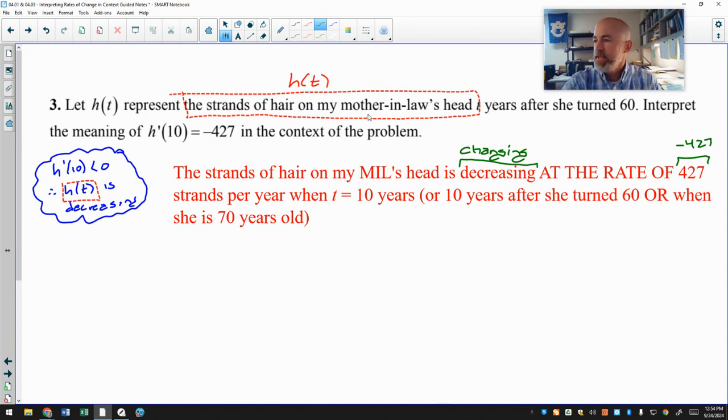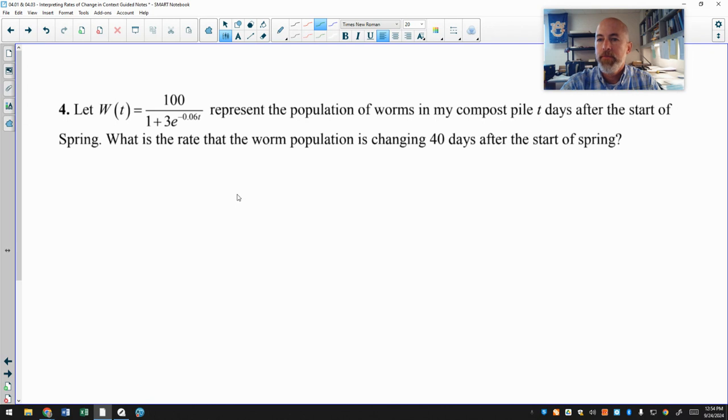So there's an example of that one where we have a very specific time, a value to interpret, and then we make sure the units and everything is good. Let's see, what else do I have here? Okay, W of t is this function. It represents the population of worms in my compost pile, t days after the start of spring. What is the rate that the worm population is changing 40 days after the start of spring?